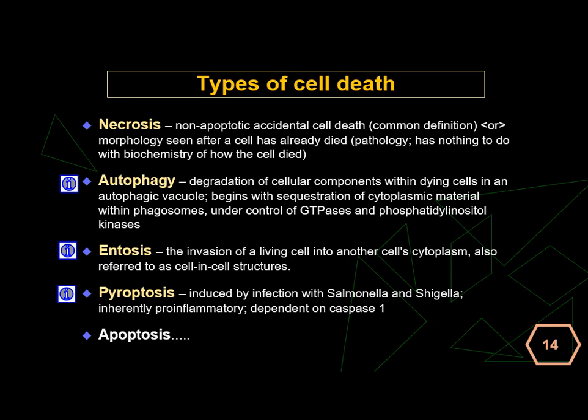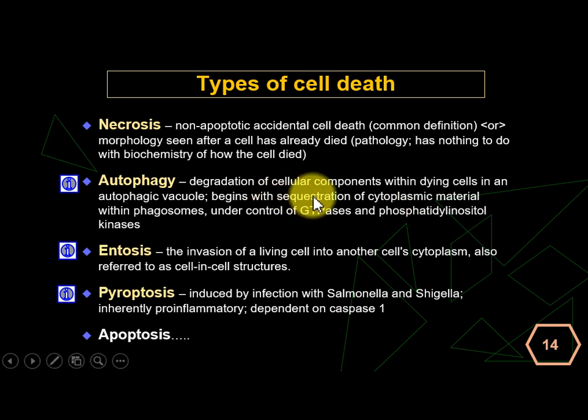Okay. So, for the types of cell death, we'll talk about necrosis and apoptosis. I will let you know what autophagy is, what entosis is, and what pyroptosis is. Let's look at autophagy. Autophagy is degradation of cellular components within a dying cell. So the cell is dying, but autophagy is the mechanism inside the dying cell, not the whole cell. Apoptosis is morphological changes of the whole cell. That's the difference.